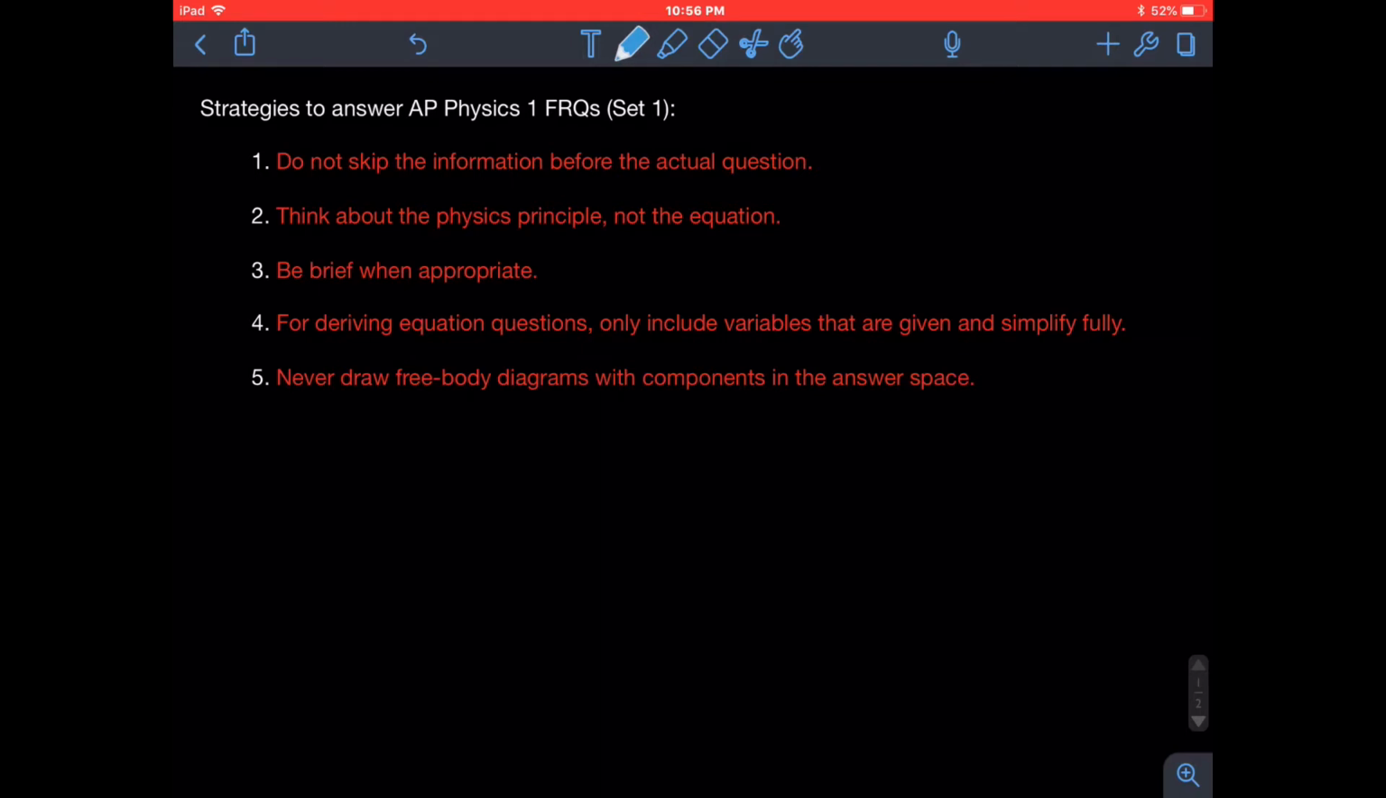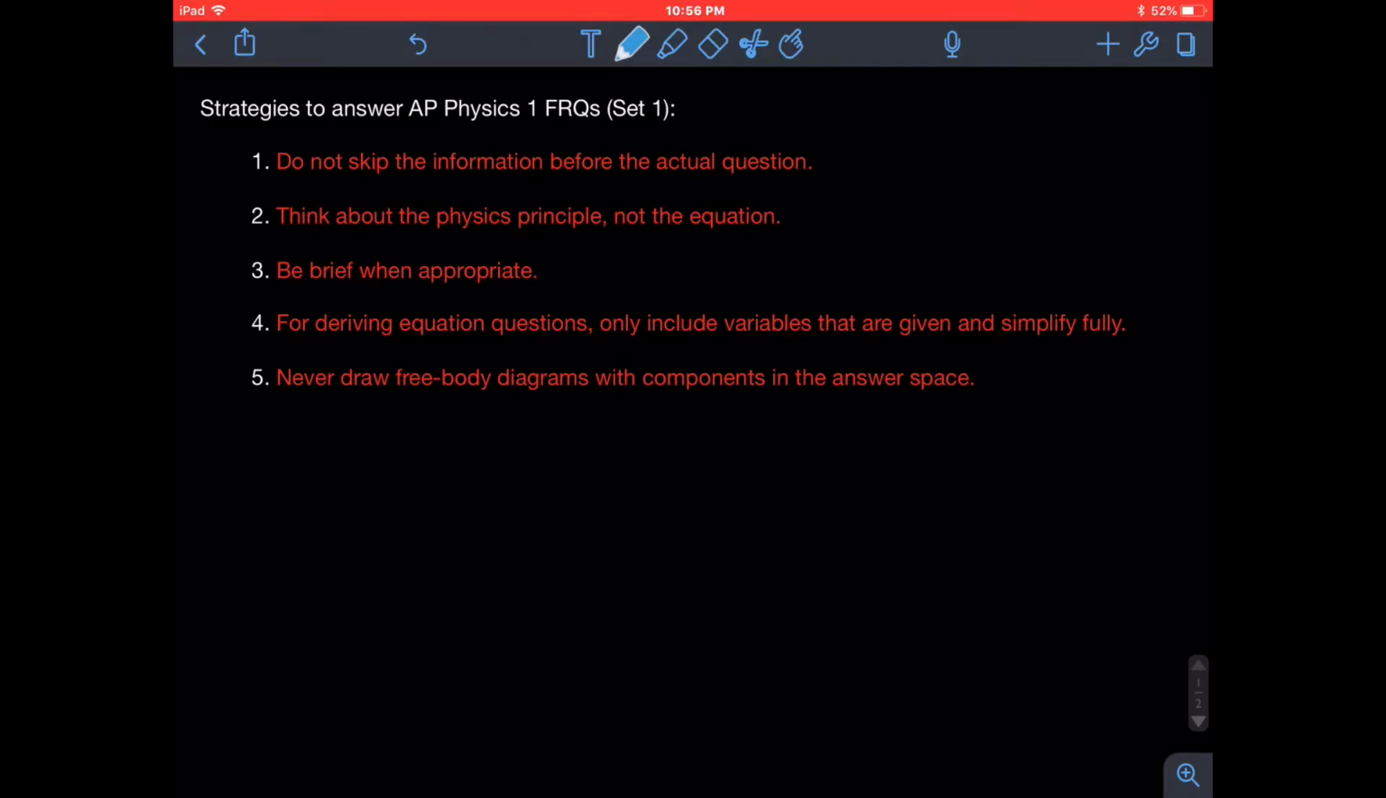So the best thing you should do to avoid that is to ask which physics principle is applicable to this situation. Not only will this allow you to minimize the number of equations that you can use to solve the problem, but it also allows you to analyze the situation from a more conceptual standpoint.